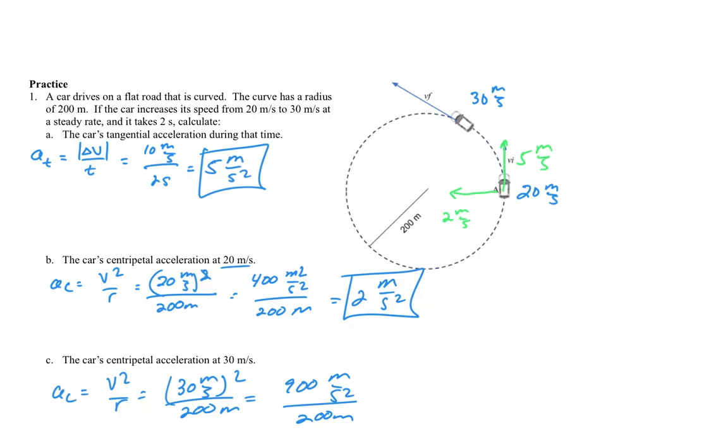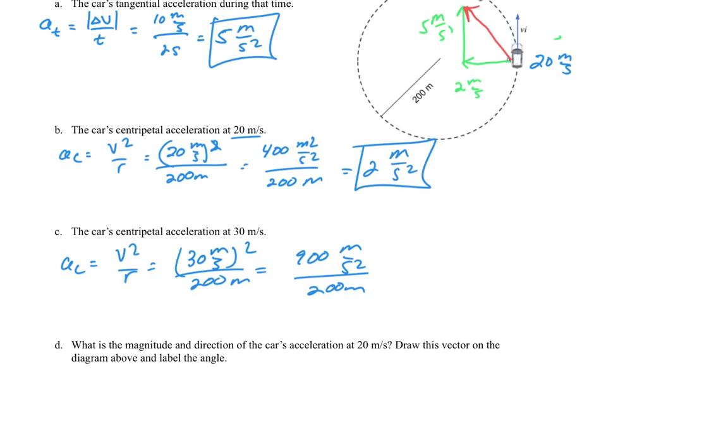Now, drawing it the way I did is not super useful if we're going to do some vector addition. So I am going to erase this right here because I want to draw this a different way and show that really that 5 meters per second squared could go right there. And then we can see that the resultant there would be my magnitude of acceleration.